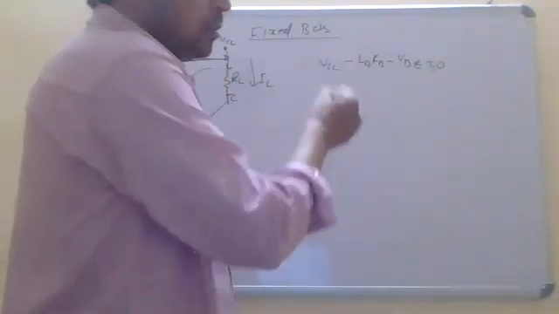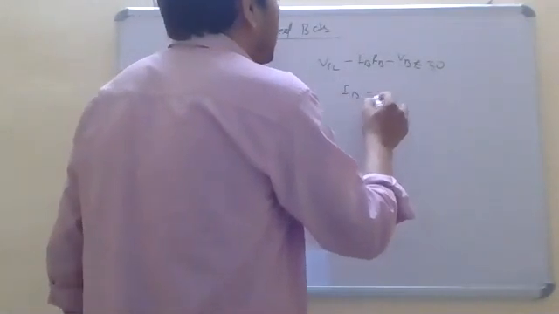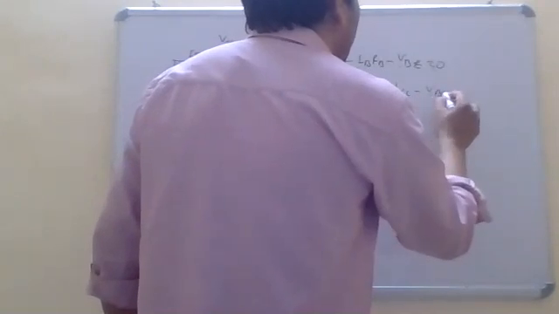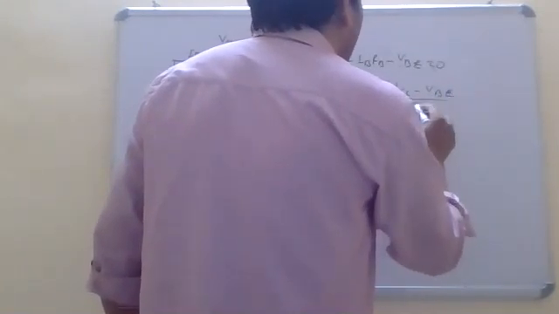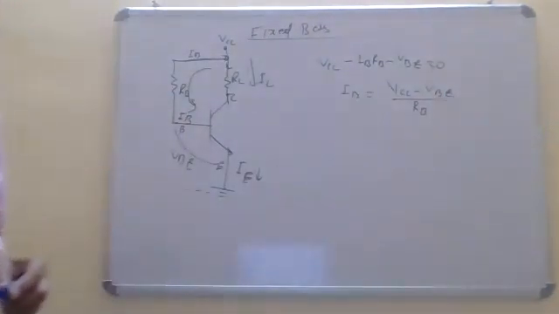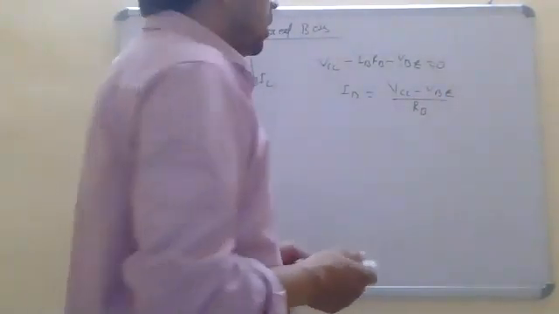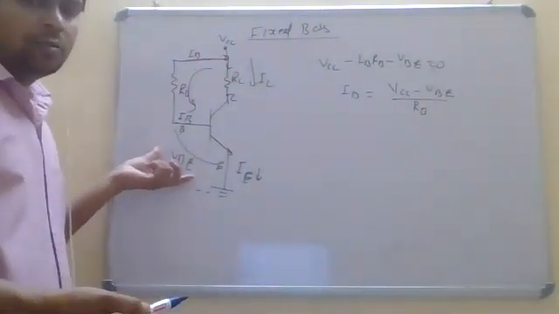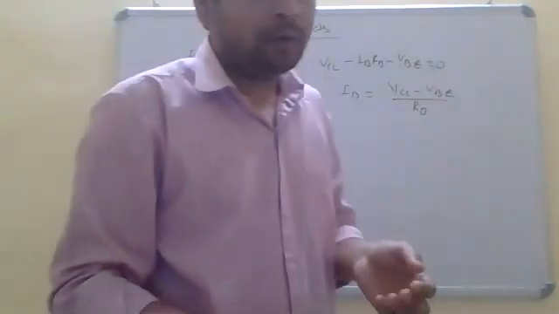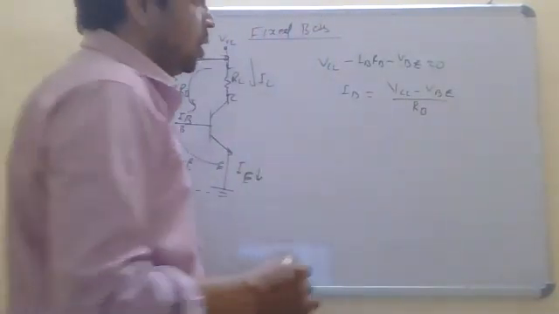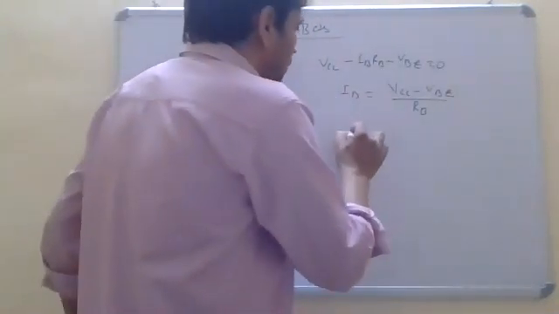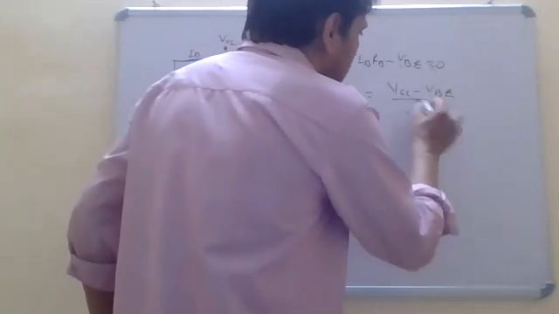So from this concept you can find your IB. What is IB? IB is VCC minus VBE divided by RB. VCC is constant, VBE is also constant, because when you apply VBE it will be maybe 0.5 or whatever, but it should be fixed here. So IB depends on this RB value.